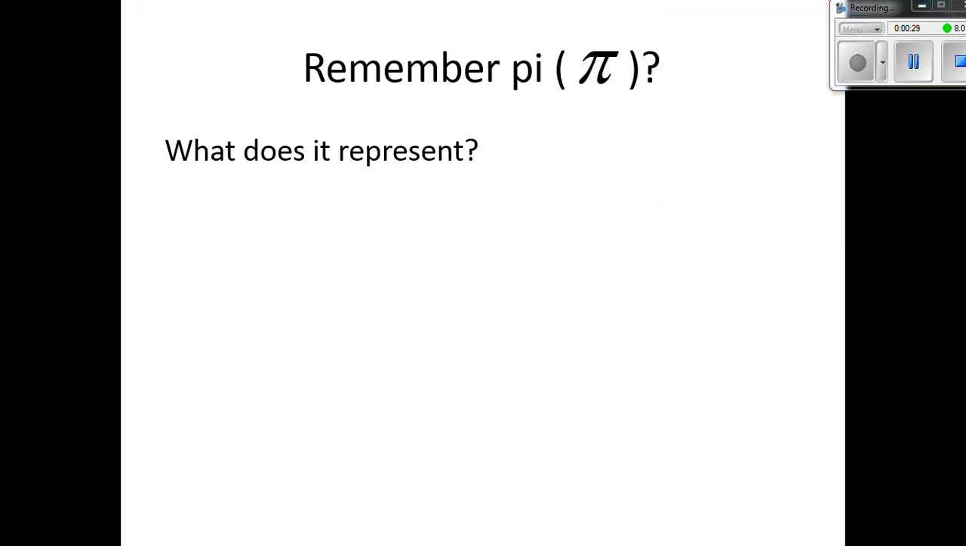But before we can talk about E, let's remember pi. Do you remember from geometry what pi represents? Well, pi represents a number. It's approximately 3.14159. I can keep going on and on and on forever. It's an irrational number that just keeps going. It never repeats, it never terminates, and pi is represented by the number 3.14.